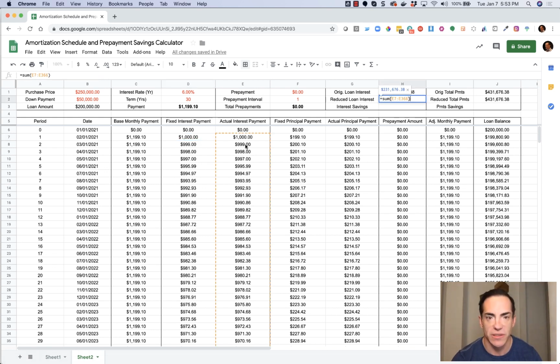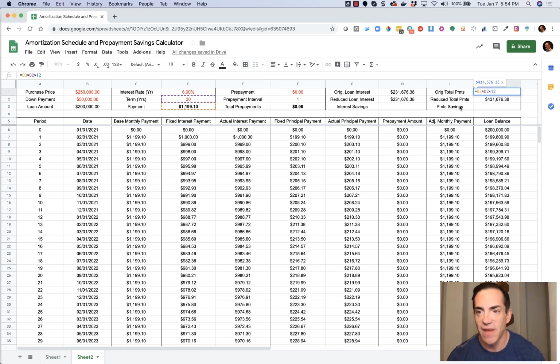And the reduced loan interest is actually doing the same calculation for the actual interest payments that were made. And since we're not doing any prepayments right now, because this is set to 0, those numbers are the same. And then over here for the original total payments, it's basically doing the same thing, but it's saying, okay, take the payment amount based on the original loan, multiply it times the term, which is 30 years in this case, and multiply that times 12 months per year. And it's basically saying for 360 payments, that's how much you would have paid.